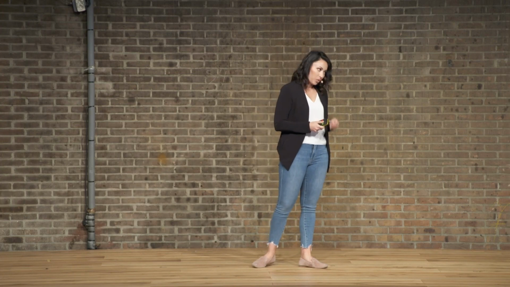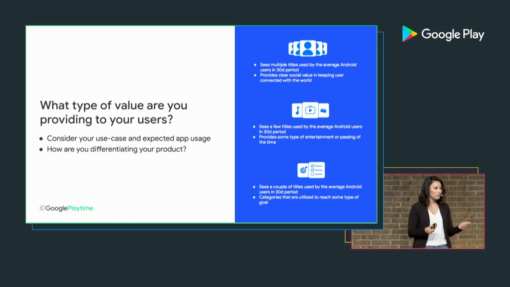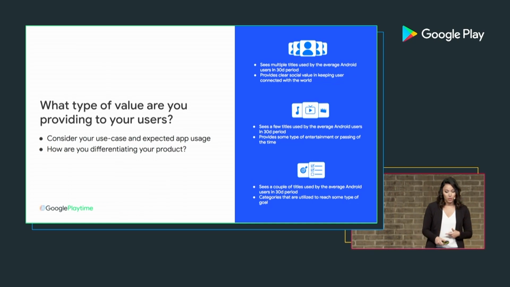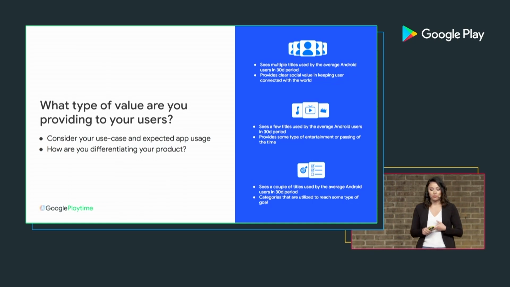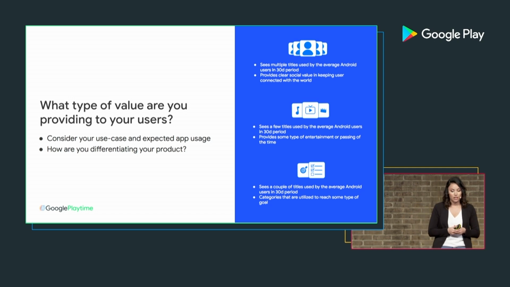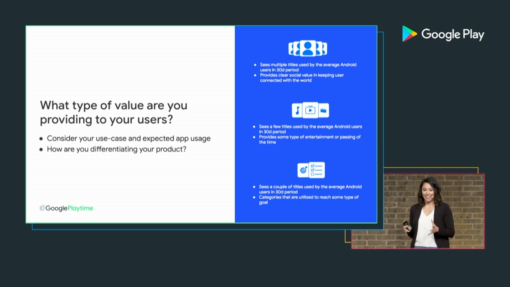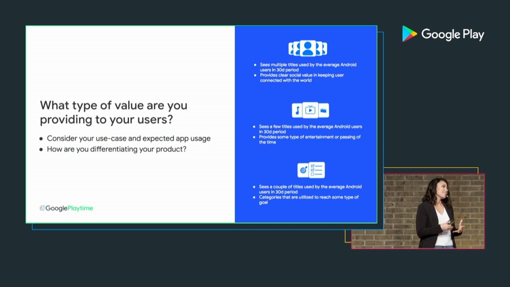So as you can see with these app category trends, it's really important to understand the type of value that you're providing to your users. Is it social value, entertainment value, or are you helping the user reach some type of goal? Really thinking through how many titles does a user need for each of these motivators, because we see varying title usage across them. But also remember seasonality. So capitalize when there is a change in demand within your category.